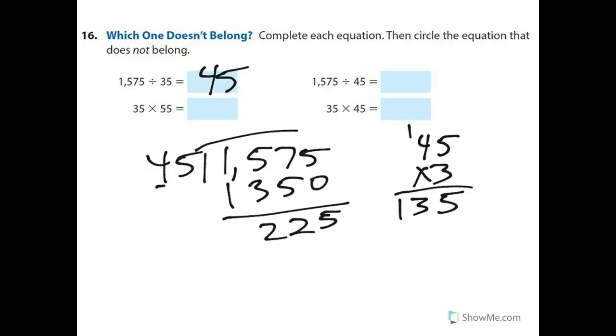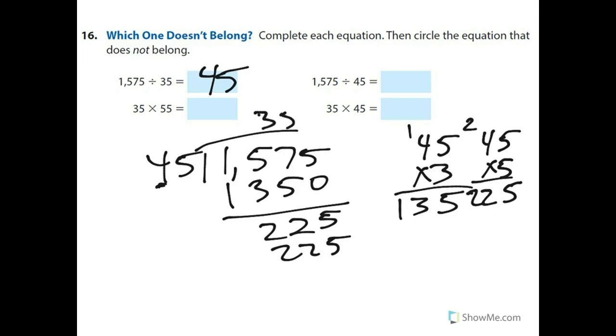So we got 5, 2, and 2. So 225. I'm going to multiply it by 5. 5 times 4 is 20, so I'm just going to do my estimation there. So 5 times 4 is 20, plus 2 is 225. 225. So we got 35.